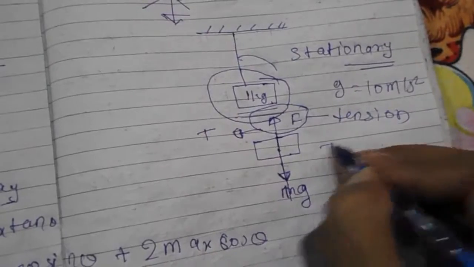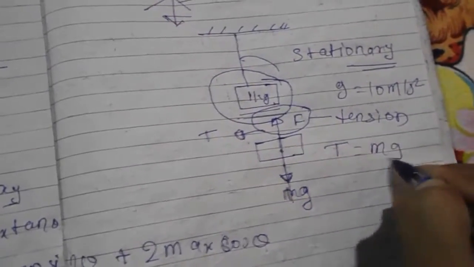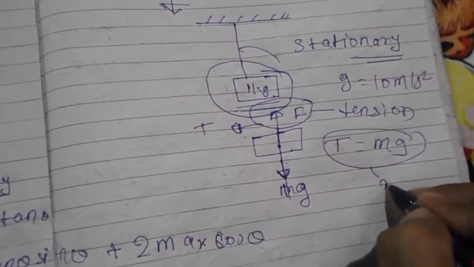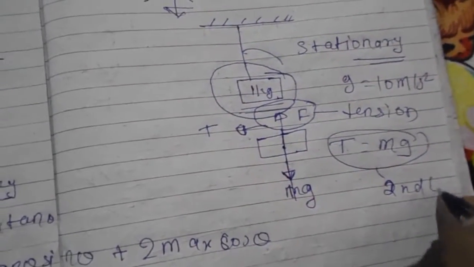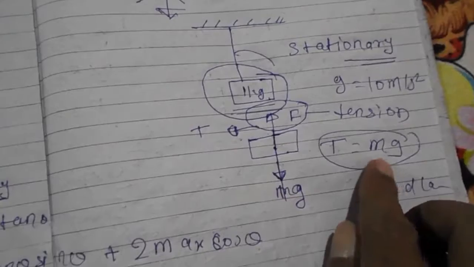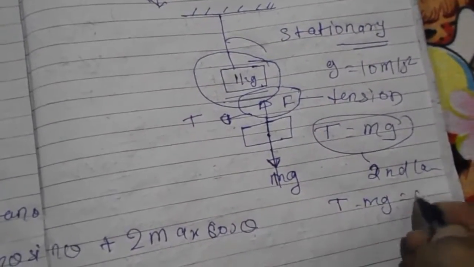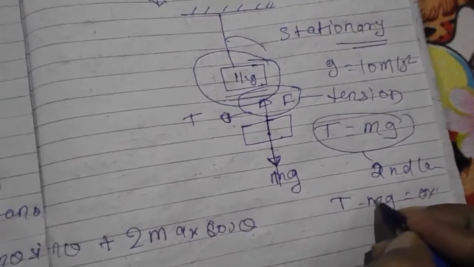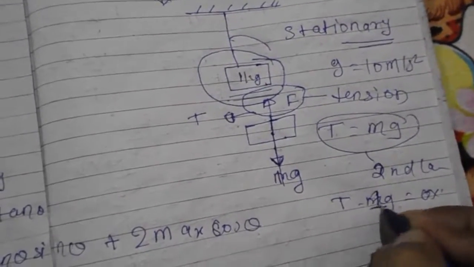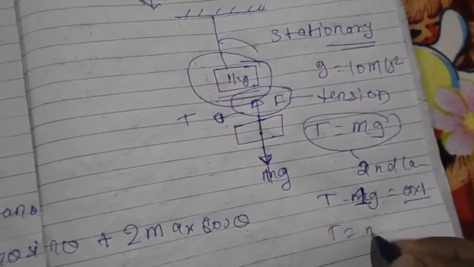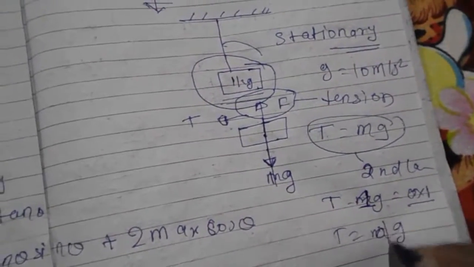So what is the T? T is equal to mg. Again, this is by Newton's second law. Why is T equal to mg? Because T minus mg is equal to 0 into 1, this should be equal to 0. So T is equal to mg, that is 1 into g. T is equal to 1 into g.